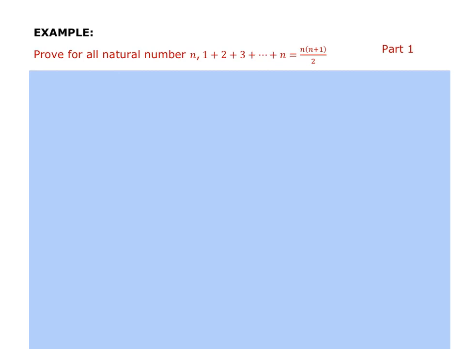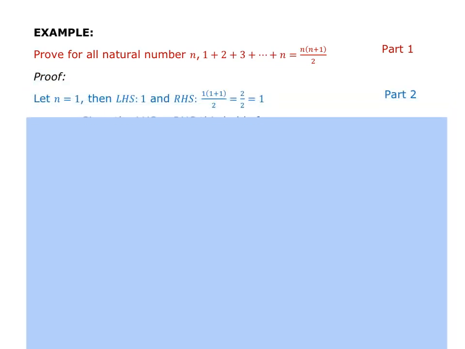Let's take a look at our first example here. We want to prove for all natural numbers n that if I add them all up individually, it would equal n times n plus 1 over 2. As an example, if I want to add up the first 7 numbers, I can add 1 plus 2 plus 3 all the way up to 7, or I can use this formula: 7 times 8, all divided by 2. So that's the first step. We're going to state what we're trying to prove.